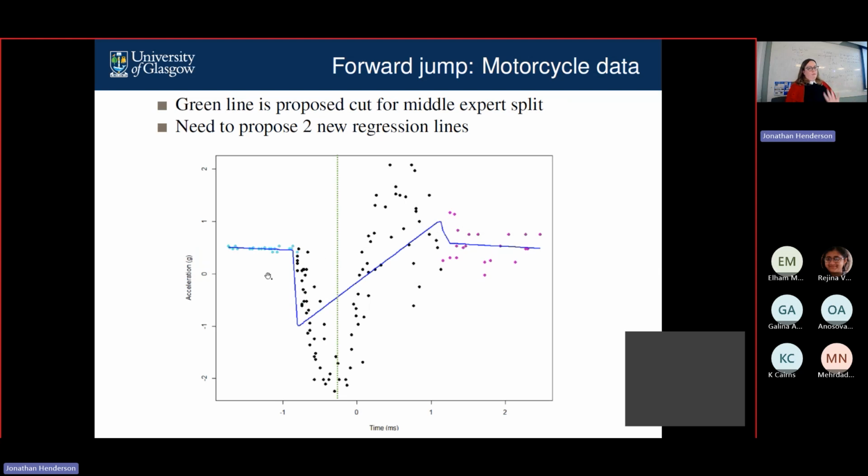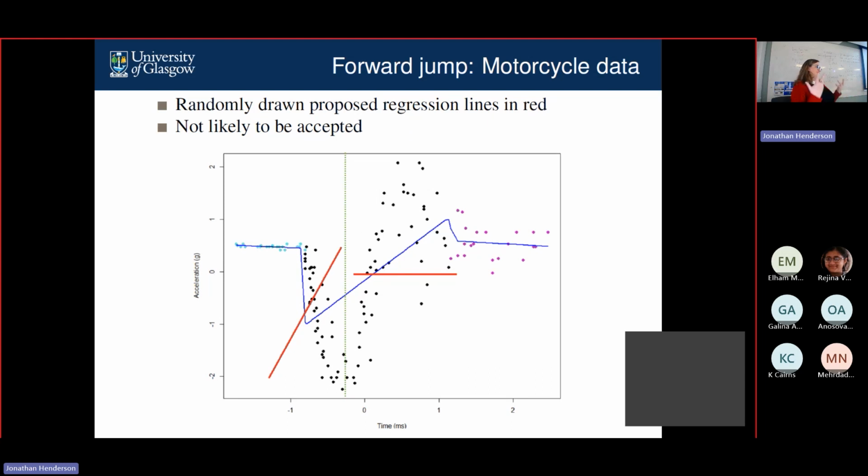I'll talk about how we do this later, but ideally we want to pick a particular expert and say, okay, this is a lot of data points. It's not modeling well. I want to split somewhere in here. Given the split, we then need to propose new regression lines for our experts, right? And again, if we're doing random stuff, great, we've picked a great split, but we're not going to accept those because those look nothing like the actual data.